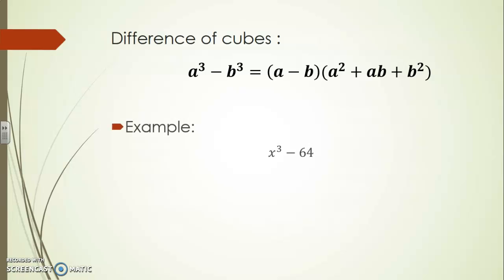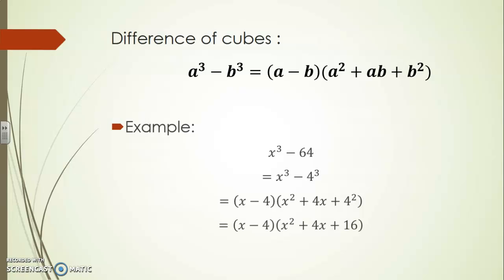For example, x cubed minus 64 can be thought of as a difference of cubes because 64 is the cubed value of 4. With x playing the role of a and 4 playing the role of b, x cubed minus 4 cubed becomes x minus 4, x squared, 4x is the product of a with b, and 4 squared is the b squared term, so 16.